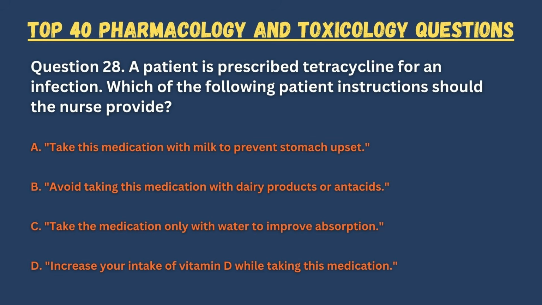Question 28. A patient is prescribed tetracycline for an infection. Which of the following patient instructions should the nurse provide? A. Take this medication with milk to prevent stomach upset. B. Avoid taking this medication with dairy products or antacids. C. Take the medication only with water to improve absorption. D. Increase your intake of vitamin D while taking this medication.